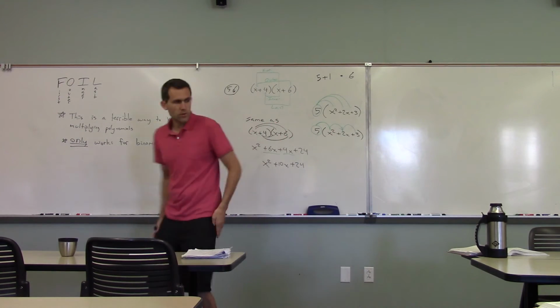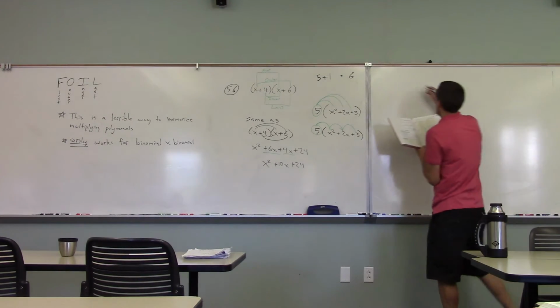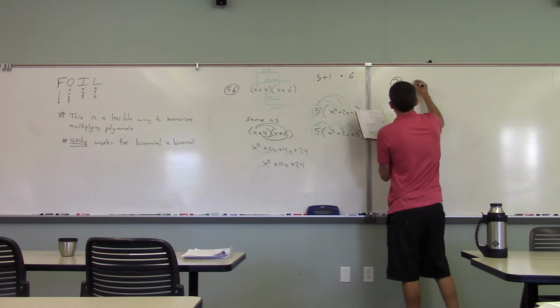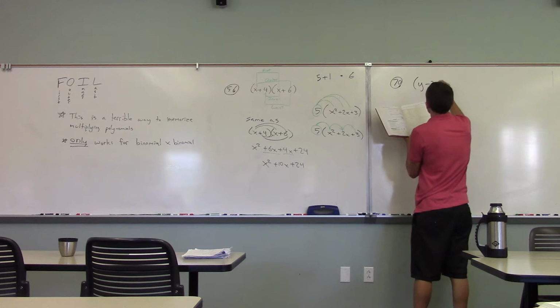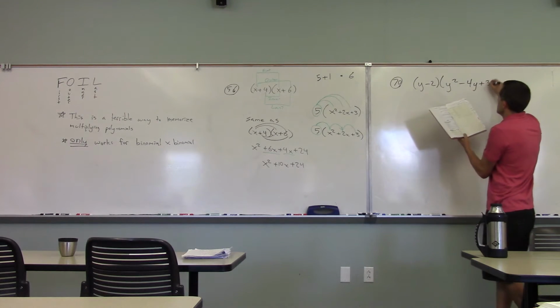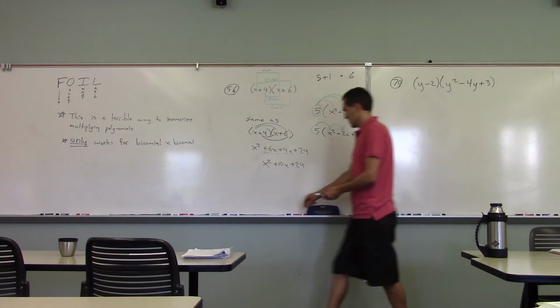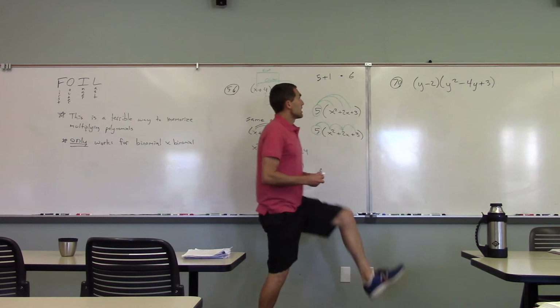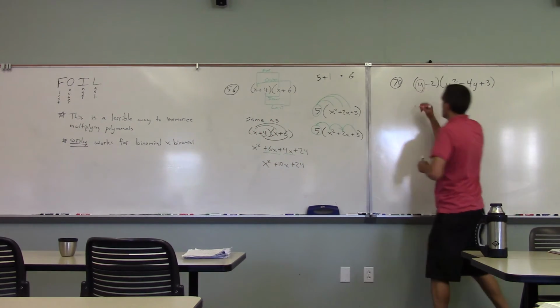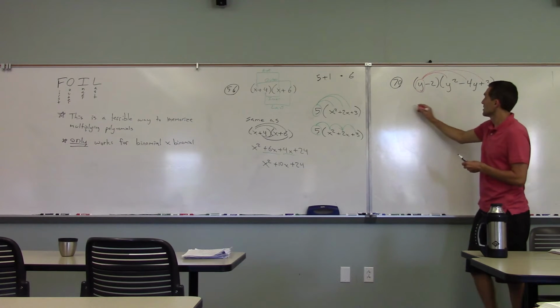All right, let's do a harder one. What about after 68, one like 70? Okay, 70 is y minus 2 times y squared minus 4y plus 3. So, somebody help me, what would we start with? Take the y and multiply by each term.